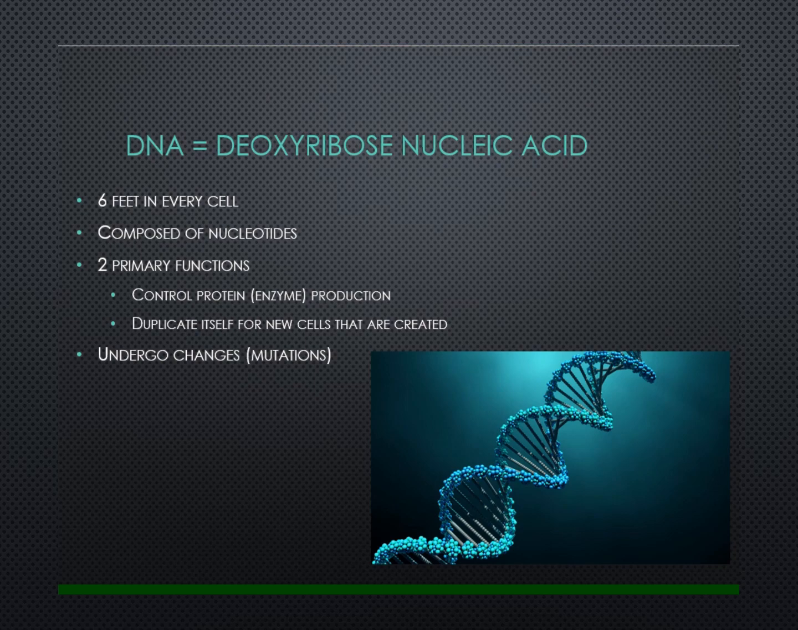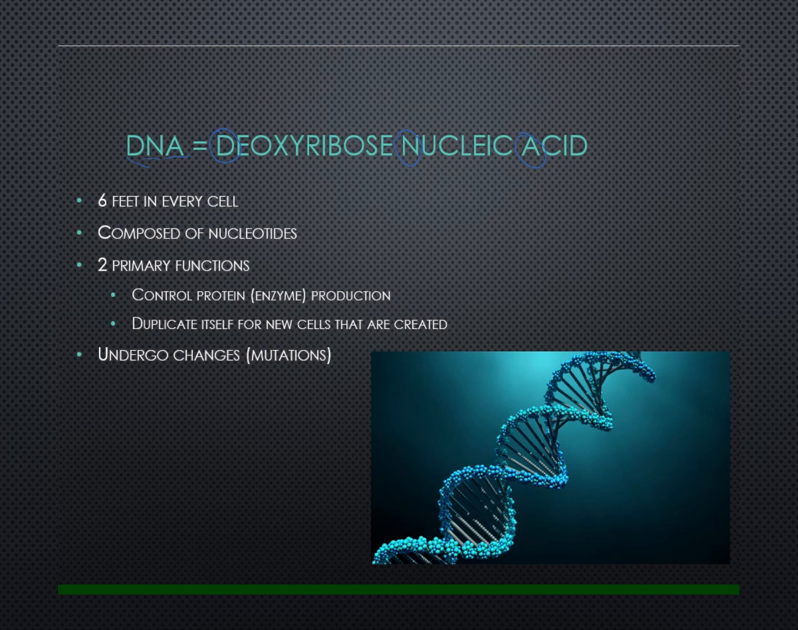All right, so DNA, what is it? It is deoxyribose nucleic acid. So here we've got our D in DNA, deoxyribose. N is for nucleic, and A is for acid, DNA. There's 6 feet in every cell. It's composed of nucleotides, and it has 2 primary functions.